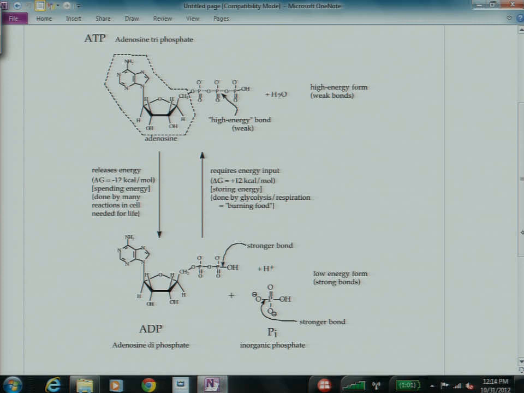So that's adenosine, that part, and 3 phosphates in a row. Here is ADP, D for di, adenosine diphosphate, 2 phosphate groups. And Pi is inorganic phosphate. Why is it called inorganic? Because it's not bonded to any carbon-containing molecules. So basically the difference between these two is whether that phosphate is attached or not. So it's attached on here.